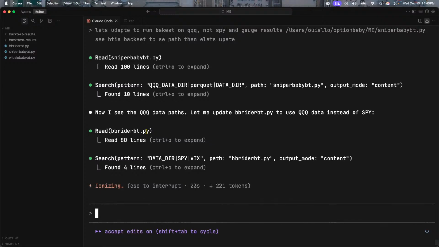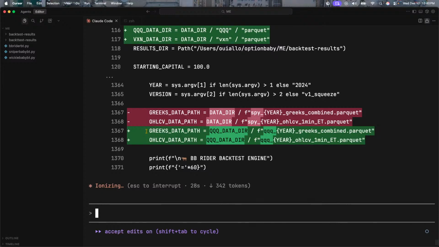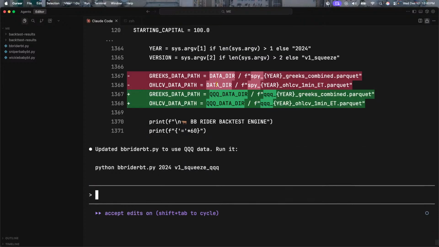Because I think it may perform a little bit better on QQQ. SPY is a little bit more diverse, right? It's not as volatile or tech heavy. Beautiful. With these squeezes. So let's see.